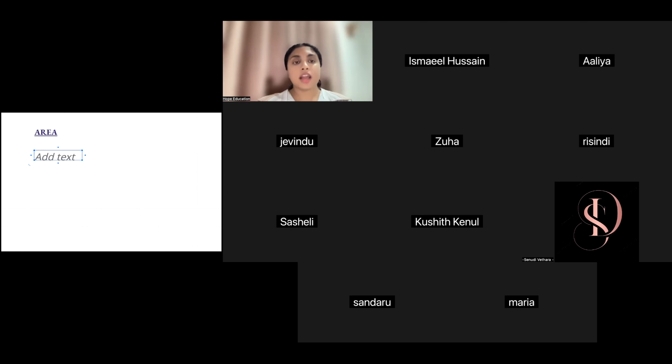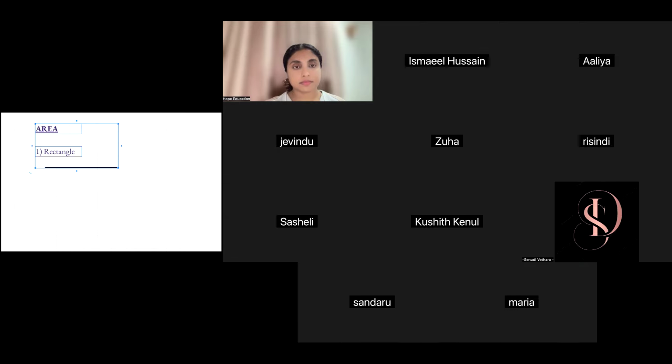Okay. Now, when we talk about area, when we were young, in smaller grades, we learned some basic shapes and how to find the area. So let's quickly revise that knowledge. For example, if I ask you to find the area of a rectangle, how do you find it? Let's say we have a rectangle like this.